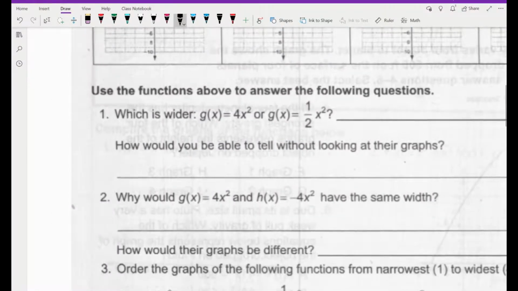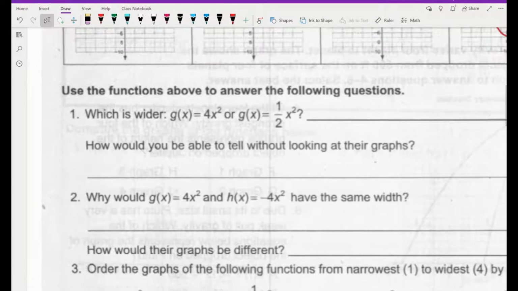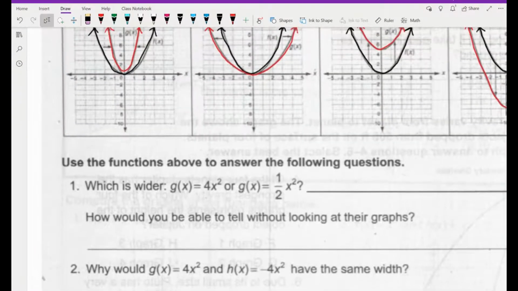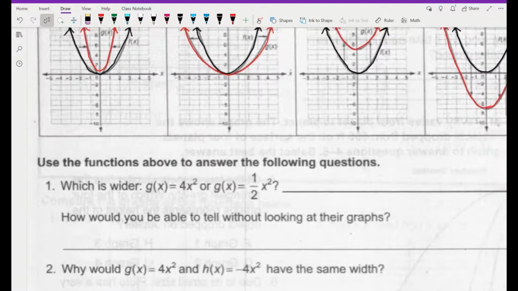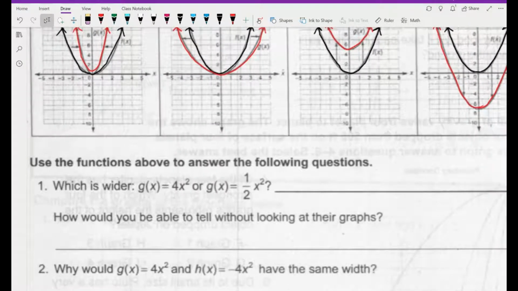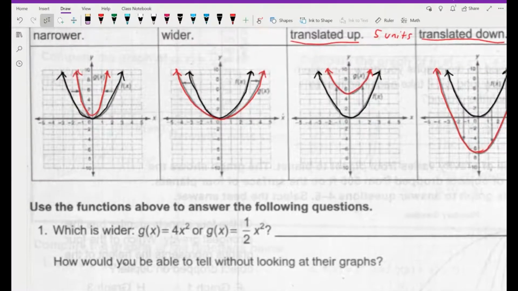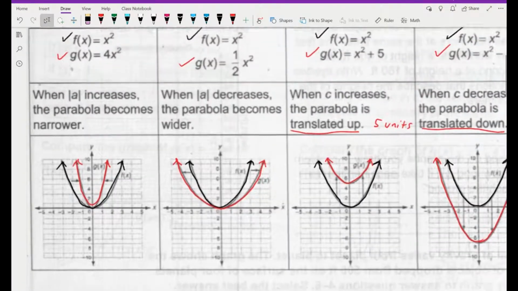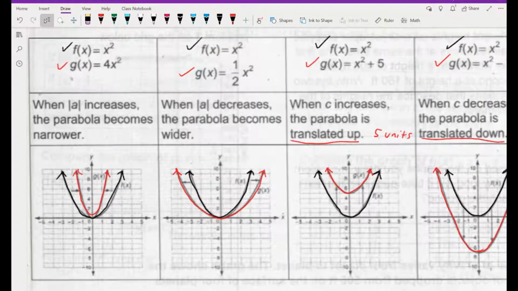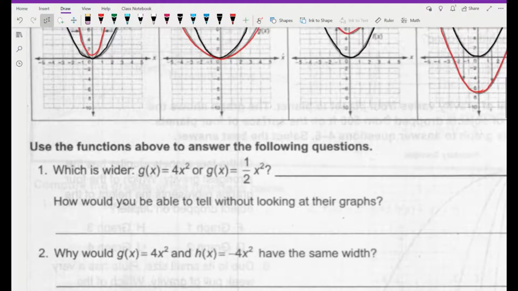Let's look at number 1. For which function which is wider, g of x equals 4x squared, or g of x equals 1/2 x squared? So which makes it wider, the 4 or the 1/2? If we look over here, any number greater than 1 gets narrower. If we look at the first example, so the 4x squared would be more narrow.